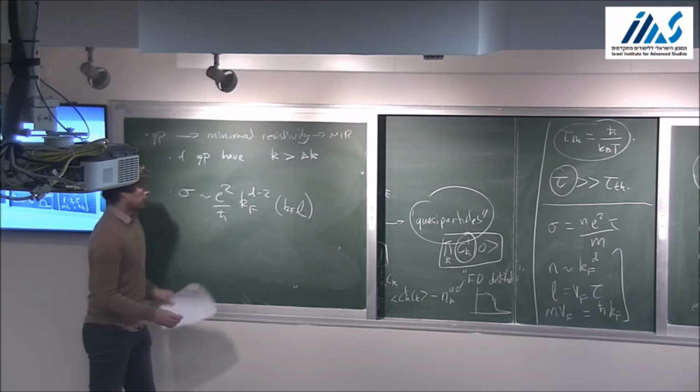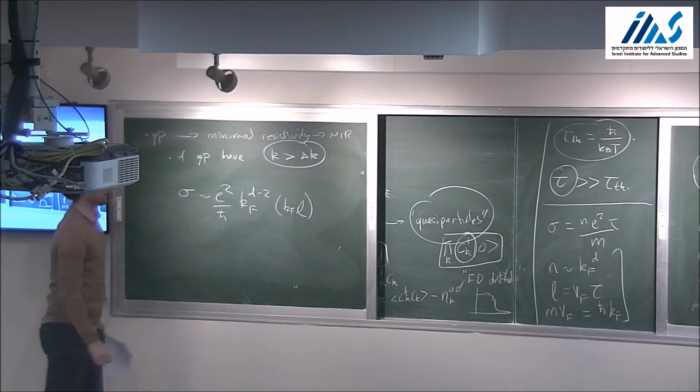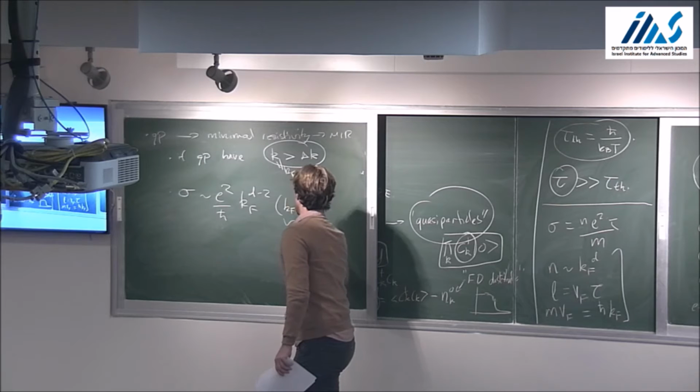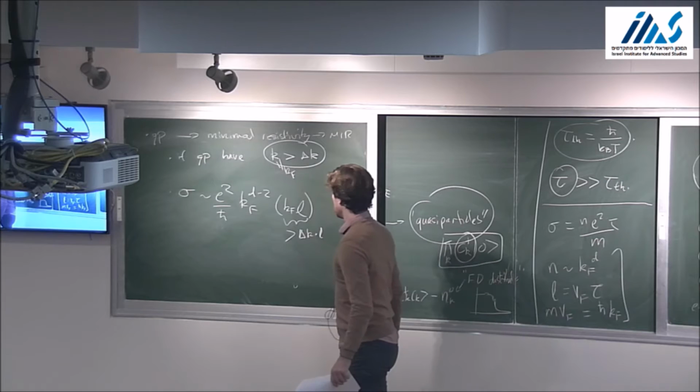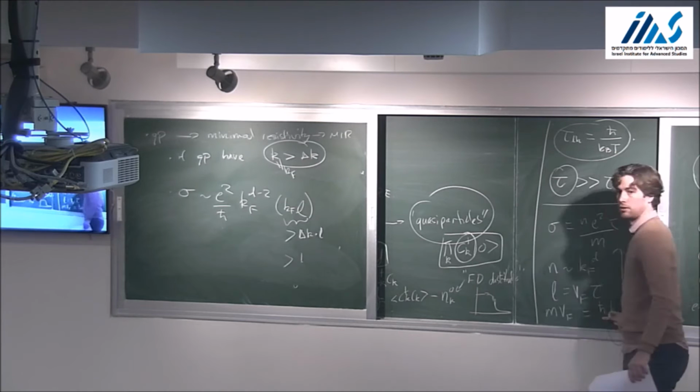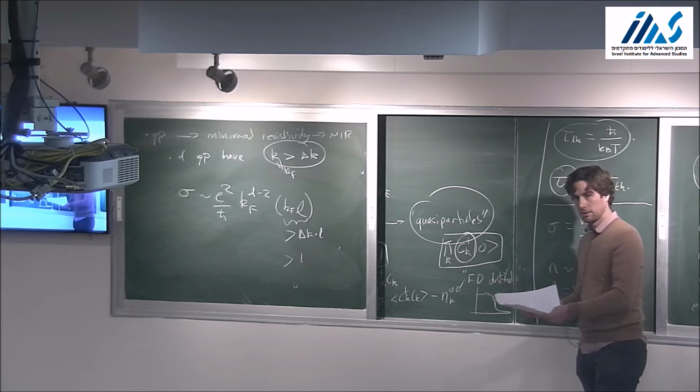Now, if this is true, right? So if kF is the momentum that the electron is carrying, then this quantity is bigger than delta k L. And to this, I want to apply the uncertainty principle. And so this is bigger than 1. K is not the momentum, it's related to the momentum by an h-bar. So delta P, delta X being bigger than h-bar means delta K, delta X is bigger than 1. Right? So this is how long the electron has.